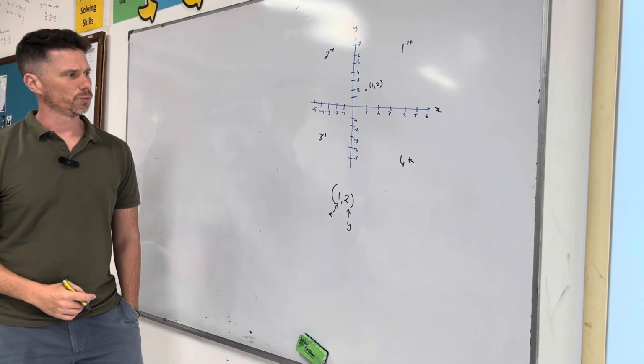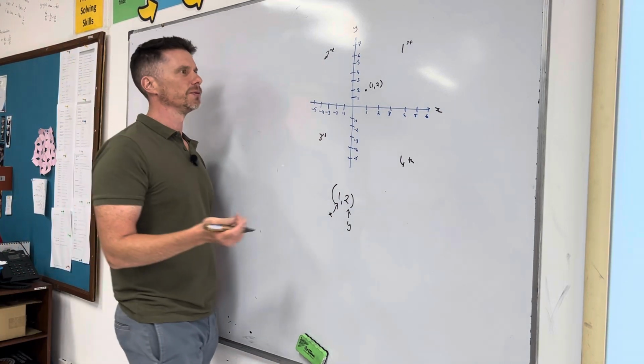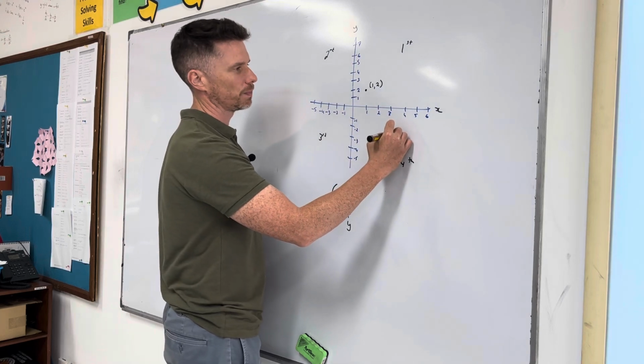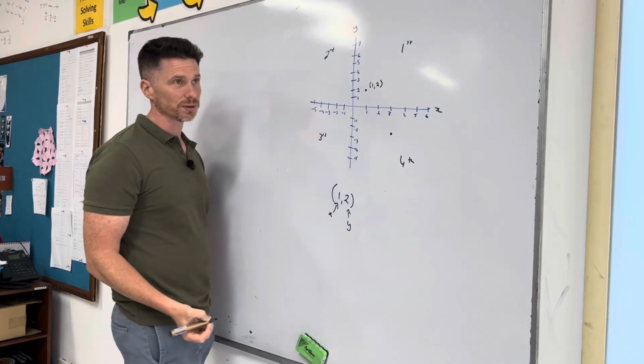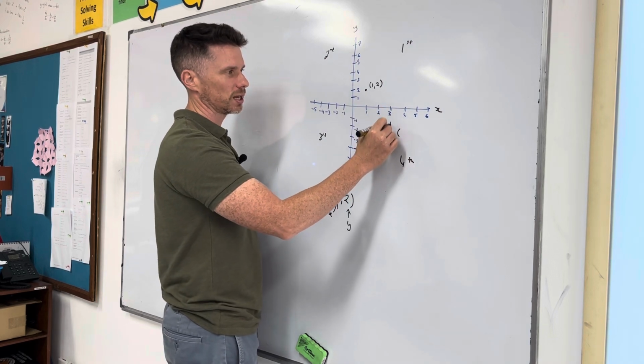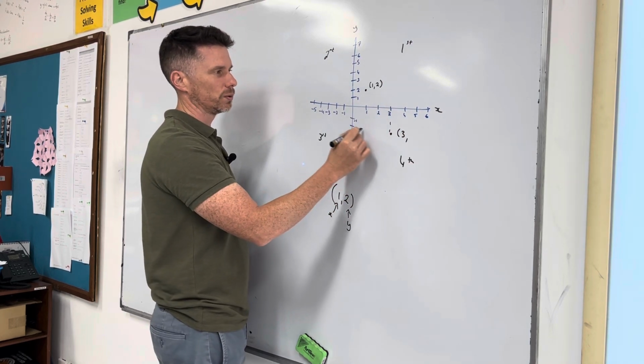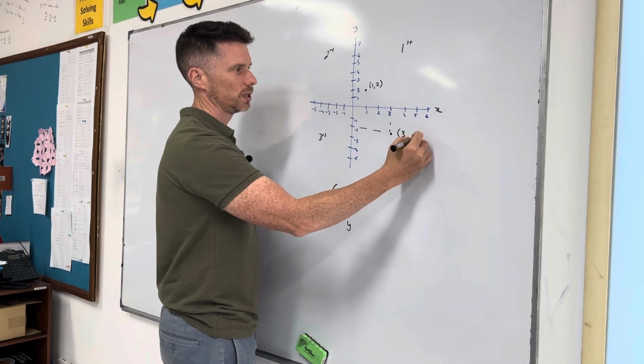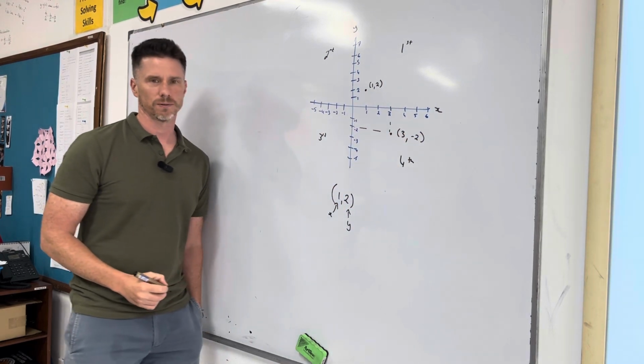Okay. We can also do this in reverse. If we have a point plotted, can we get the coordinates of that? We would look at the x-coordinate first. This lines up with 3 on the x-axis, and the y-coordinate lines up with -2. So we have the point 3, -2.